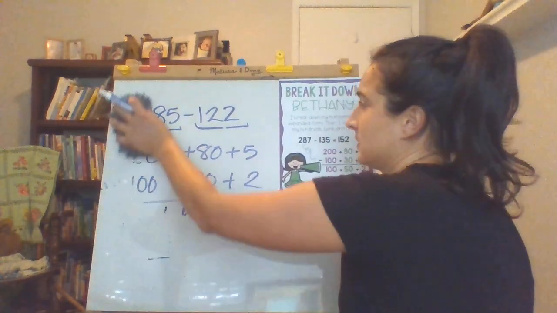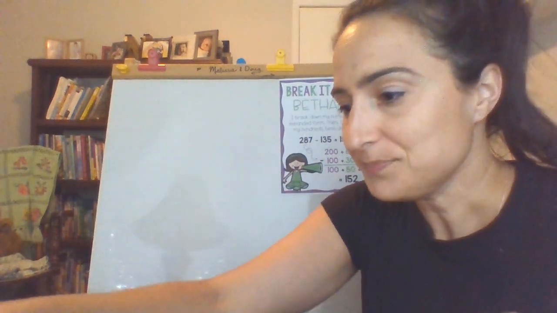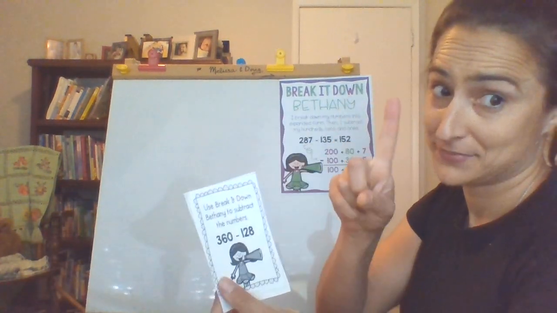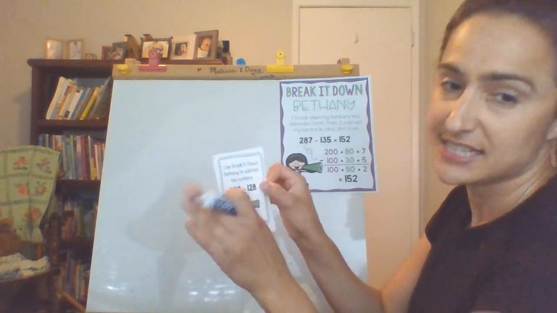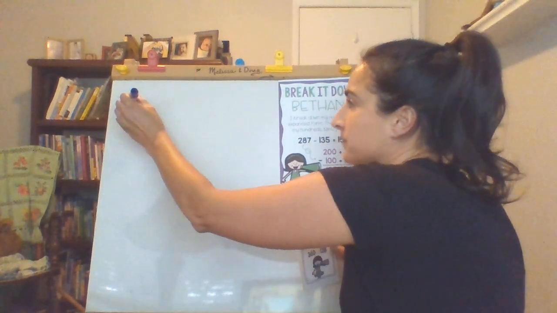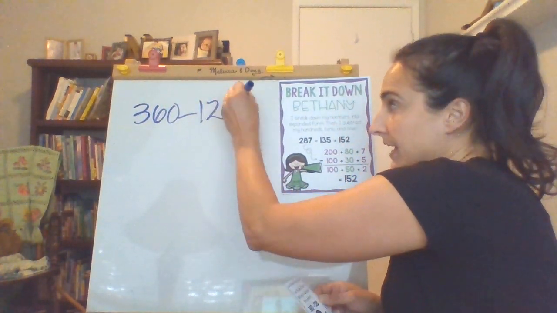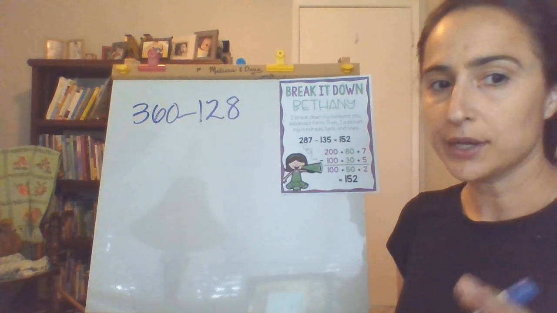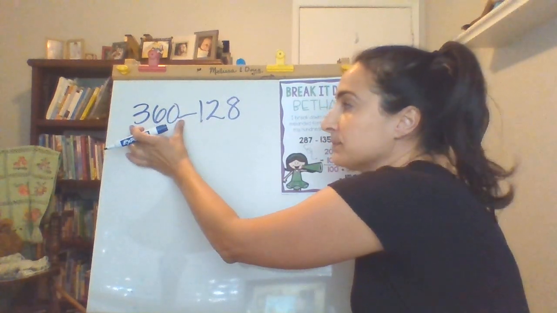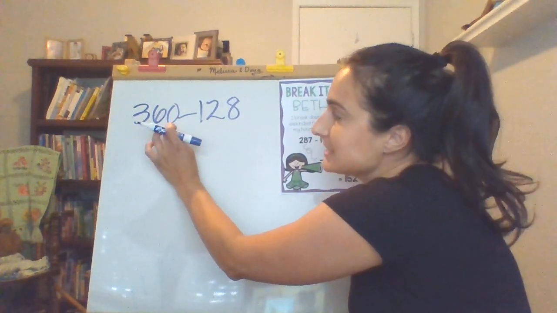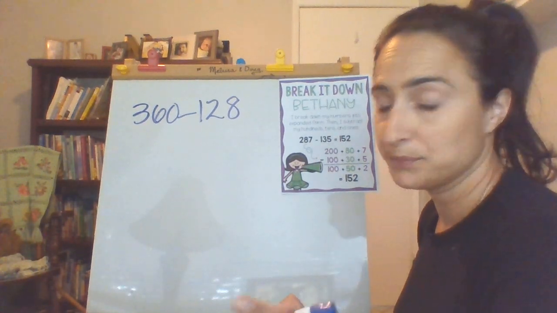All right. Find the card that says, don't be tricked, 360 minus 128. And it says to use Break It Down Bethany, okay? 360 minus 128. Do you notice anything different about this number here? It ends in a 0. This might prove tricky for us. Don't let it trick you.